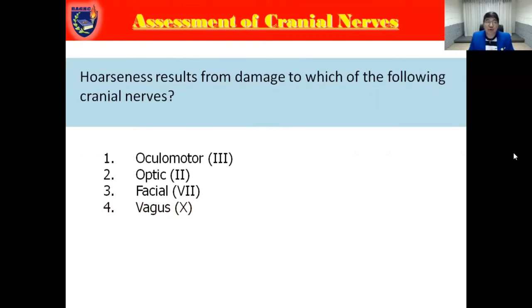Here's a sample question. Hoarseness results from damage to which of the following cranial nerves? Option 1, oculomotor. Option 2, the optic nerve. Option 3, the facial nerve. And option 4, the vagus nerve. Now, we've learned a while back that hoarseness could be associated with the affectation of the recurrent laryngeal nerve, which divides from the vagus nerve. So the answer is option 4, the vagus nerve.